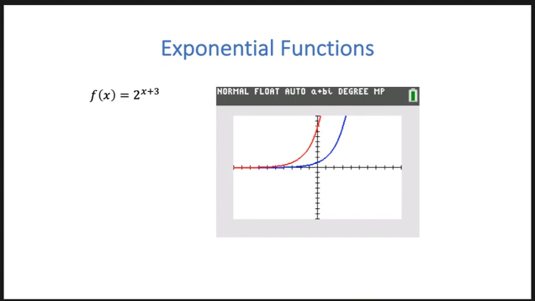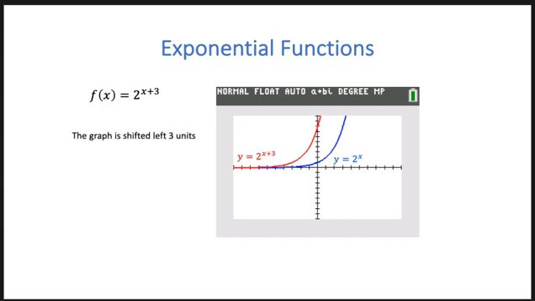Well, I've graphed both of these functions on the same screen. So in blue, you have the y equals 2 to the x graph. And in red, you have y is equal to 2 to the x plus 3. Notice this graph is shifted to the left 3. The exponent is like a parenthesis. And that plus 3 inside is shifting the graph to the left. This is a horizontal shift.